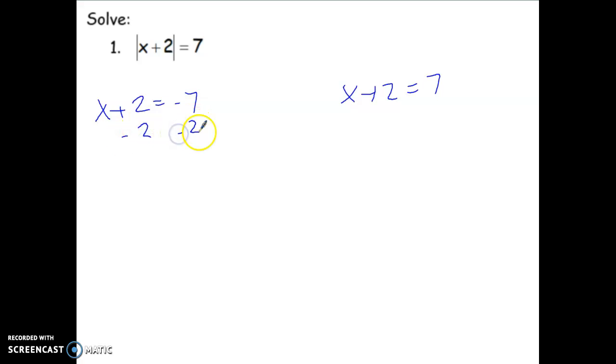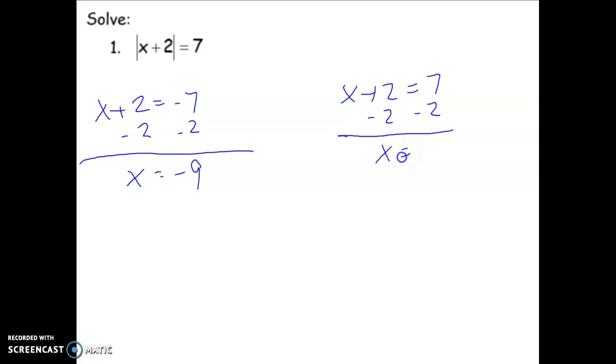Trying to get x by itself. -7 and -2, that makes -9. All right, and then over here on the right-hand side, looking at the positive one, 7 minus 2 is 5. So if I put -9 in for x, or if I put 5 in for x, I'm going to get a quantity that is 7 units away from 0. It might be 7 units to the left, it might be 7 units to the right. It doesn't matter. What matters is that it's 7 units away.